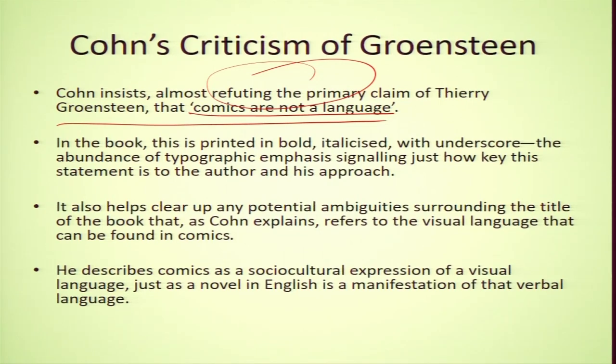In the book, this is printed in bold, italicized with underscore, an abundance of typographic emphasis signaling just how important the statement is to the author and his approach. It also removes any potential ambiguity surrounding the title of the book, which refers to the visual language that can be found in comics as a socio-cultural expression of a visual language, just as a novel in English is a manifestation of verbal language. So, we interestingly see that Groensteen's claim that comics are not a language is being refuted by Cohn, right?